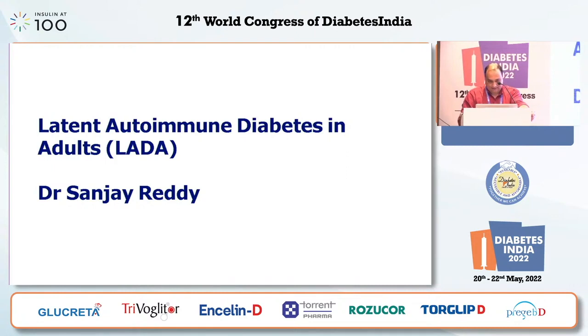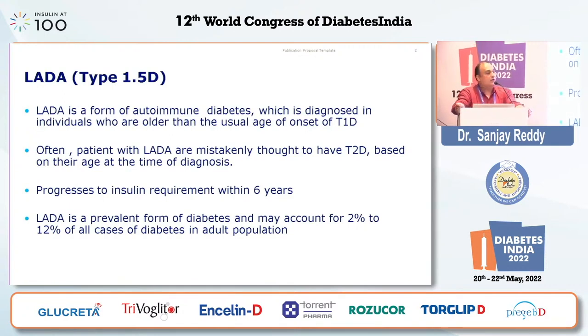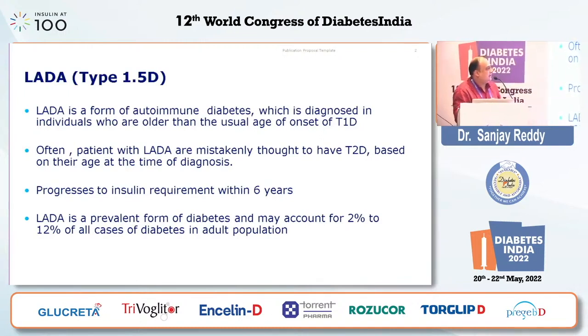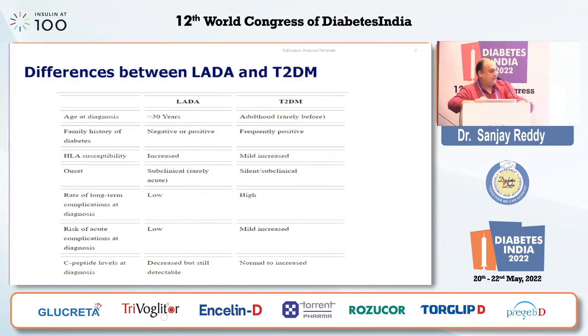Now, LADA is latent autoimmune diabetes in adults, which is often diagnosed in individuals older than the usual age of onset for type 1 diabetes, often mistaken to be type 2 diabetes, and progresses to insulin requirement within 6 years. It could be prevalent in 2 to 12%, but maybe more than that in our population. I'm really not sure. There are papers earlier, but the data still says it's around 12%.